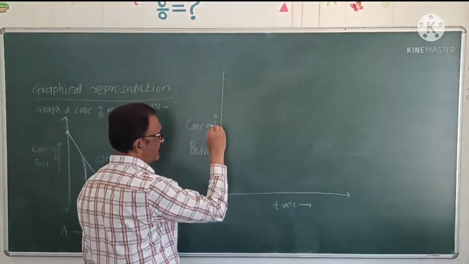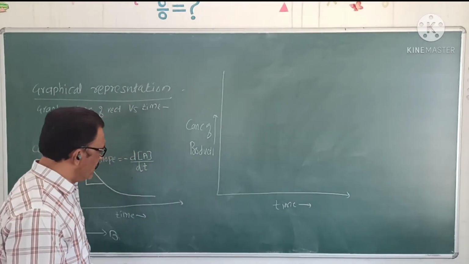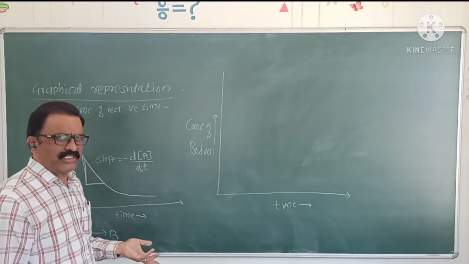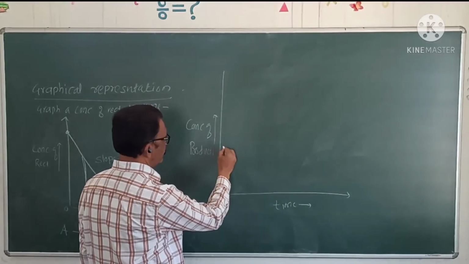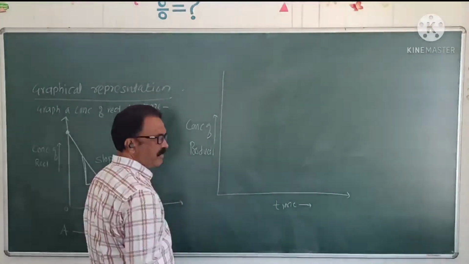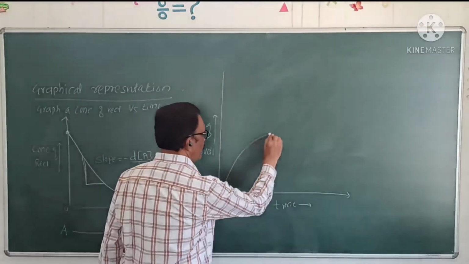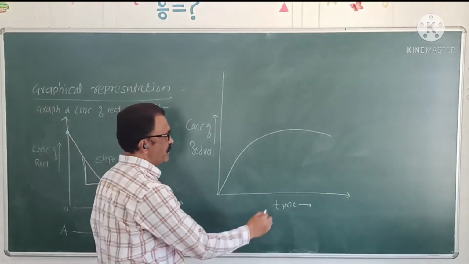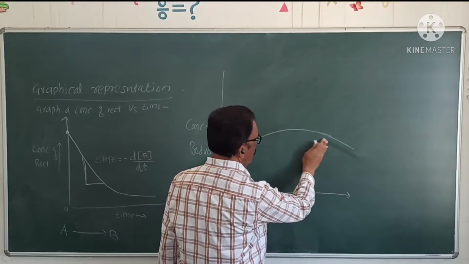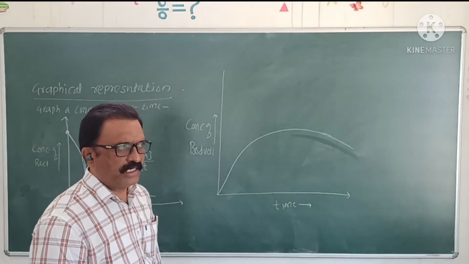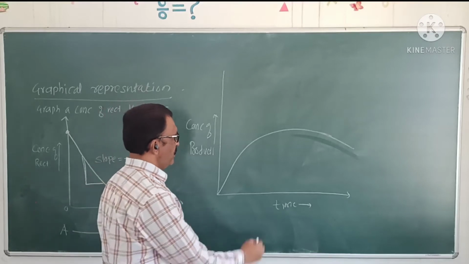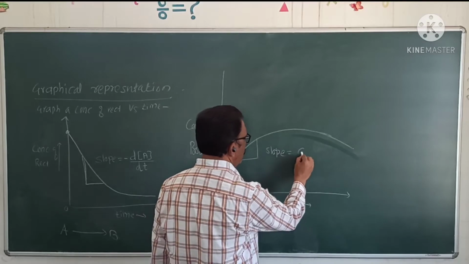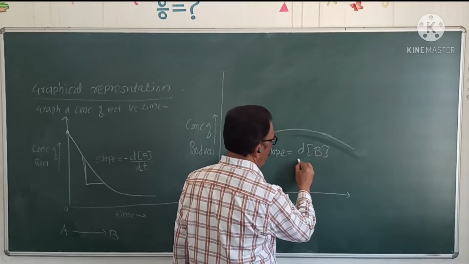If we plot another graph in which the concentration of product is plotted against time, initially when time is equal to 0, the concentration of product is also equal to 0. When the reaction proceeds, the concentration of product goes on increasing and we will obtain such a kind of curve. Here, the slope of product is equal to del P upon del t.